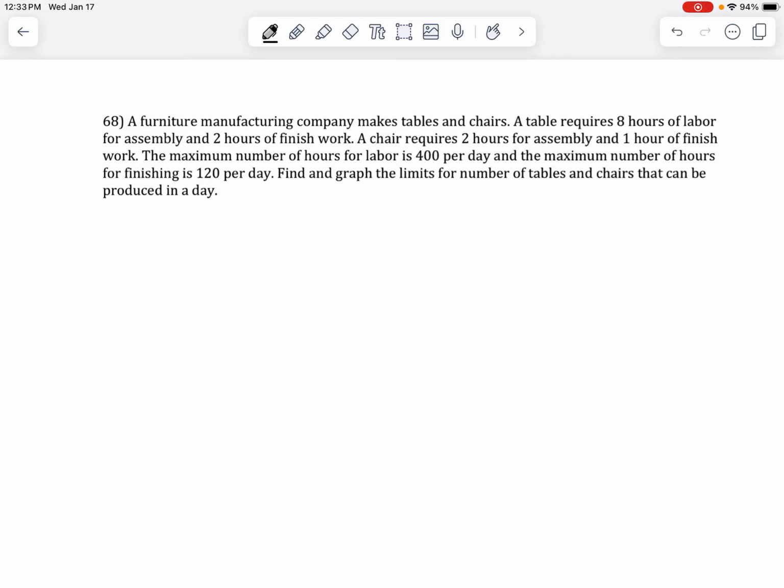So this furniture company is making tables and chairs, and I'm just going to use capital T for table and capital C for chairs. So we need to keep track of the tables and also keep track of the chairs. Also, there's the hours of labor, so hours of labor to assemble it, and then hours to do the finish work. Okay, so there's several things to keep track of.